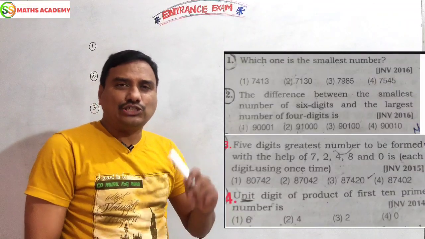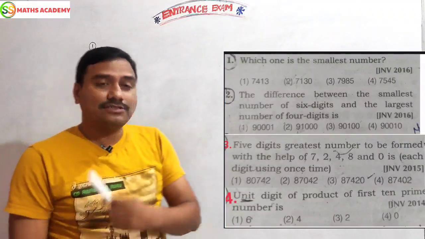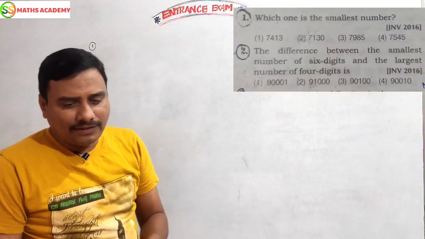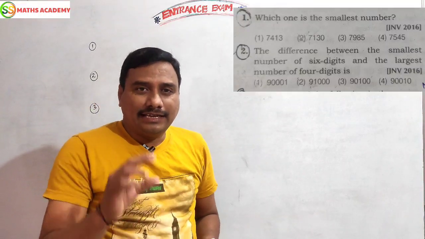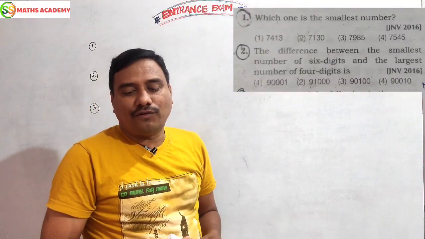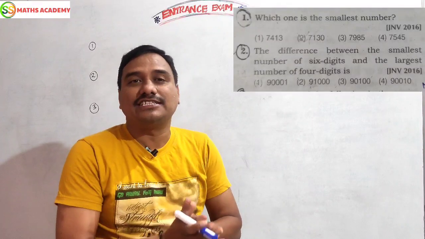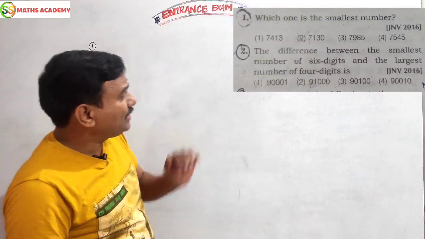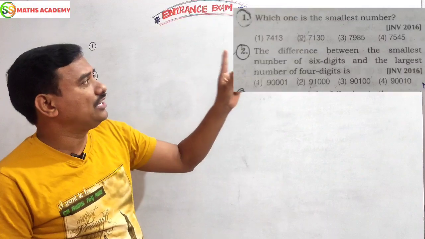Now friends, see the first question. Here some questions are there. The question I am reading now: which one of the following is the smallest number? Friends, you see the options 1, 2, 3, 4.